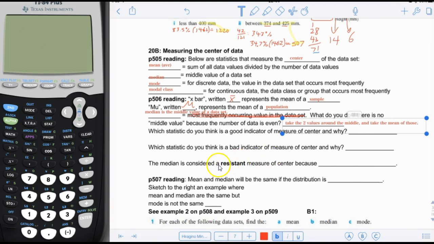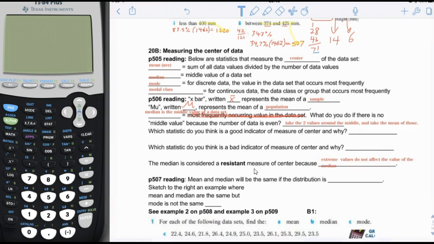Okay? The median is considered a resistant measure of center because extreme values, like outliers at the left and the right of the distribution, will not affect the median, where they do affect the mean. Okay, so we'll write that: because extreme values do not affect the value of the median.